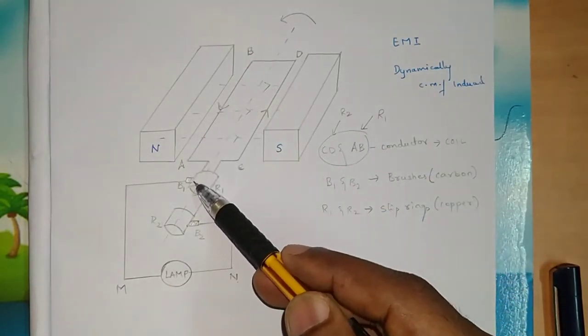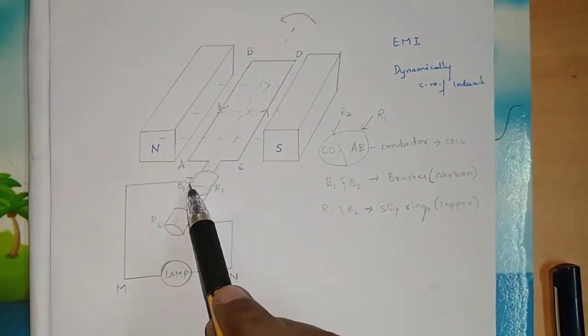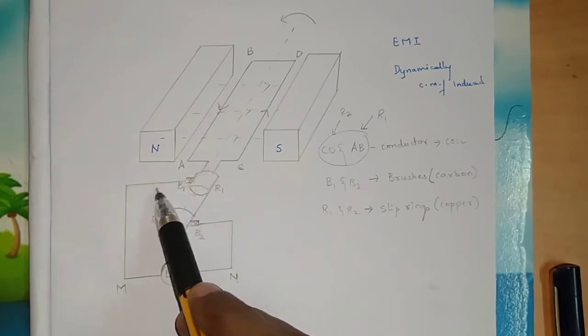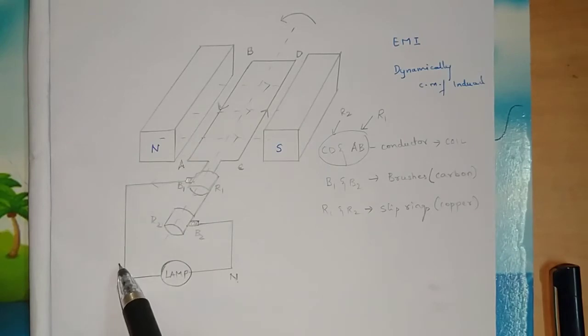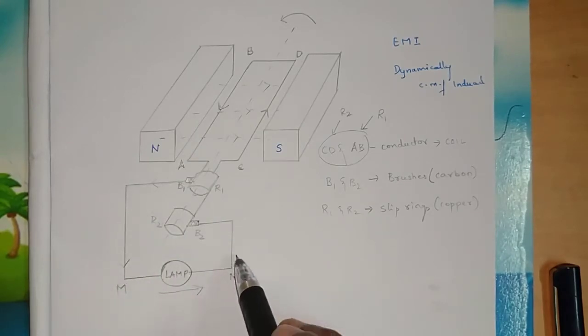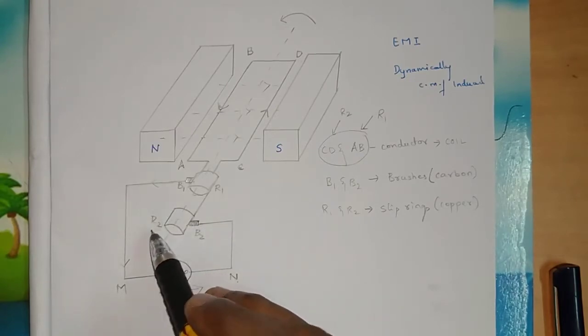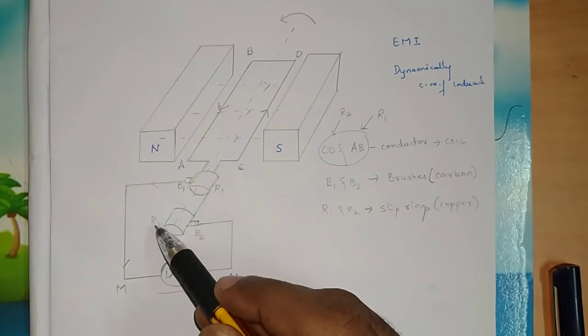From here it comes to slip ring R1. So B1 brush is placed near the slip ring R1. So from here the current will flow in this direction and it will reach M. So from M to N the current direction will flow. So from N to B2 brush, and B2 is placed on R2. So from B2 to R2 it will flow.